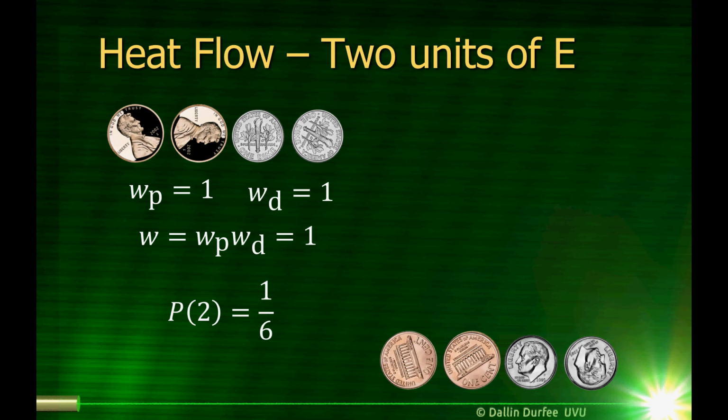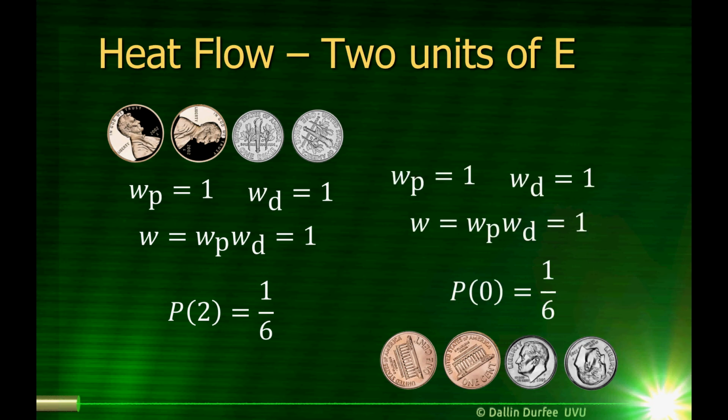Similarly, for the number of ways that I can have the dimes have all the energy, there's one way to arrange two pennies, both tails, and one way to arrange dimes, both heads. The product of those two is just 1. There's one way to have the dimes have all the energy. So the probability of having 0 pennies that are heads up is 1 out of 6.